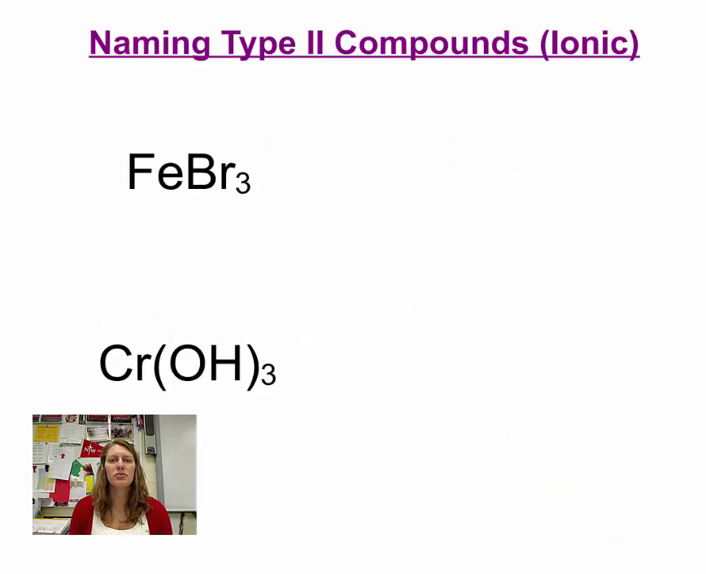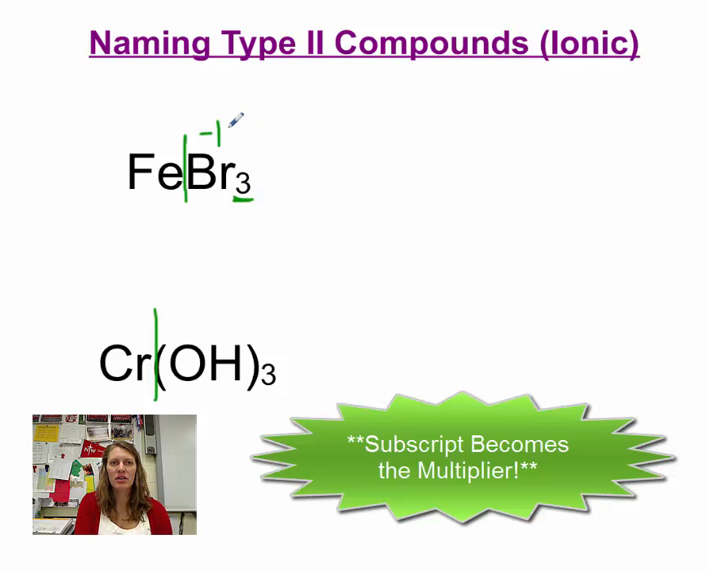Okay, here is type 2 compounds. Now the difference between this is that the cation can form multiple types of cations, multiple charges. So here I'm going to start with my bromine because the cation, I don't know what form it is yet. Bromide is going to be in group 7, so it has a -1 charge. Now because of the subscript, that becomes my multiplier. So I'm going to multiply that by 3, and I get a -3 charge.